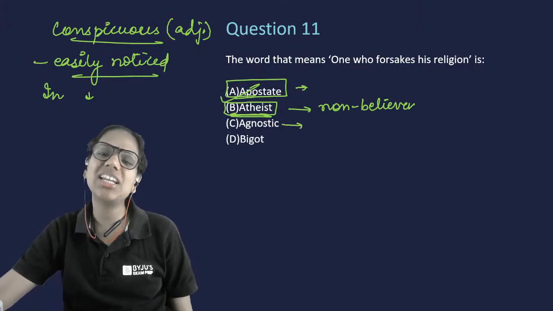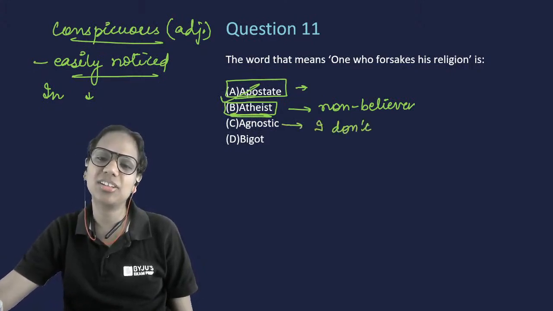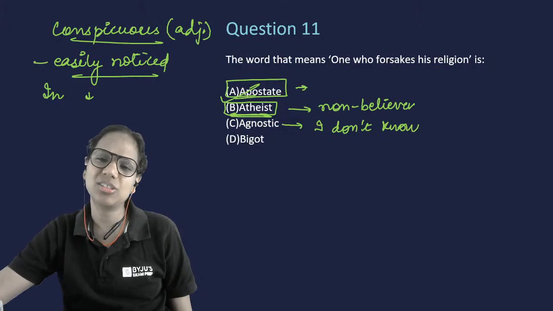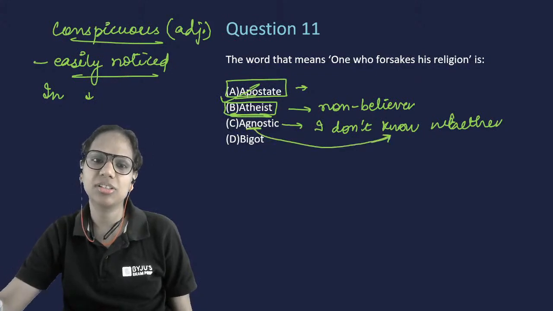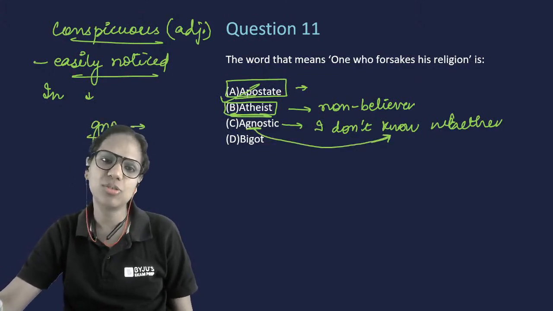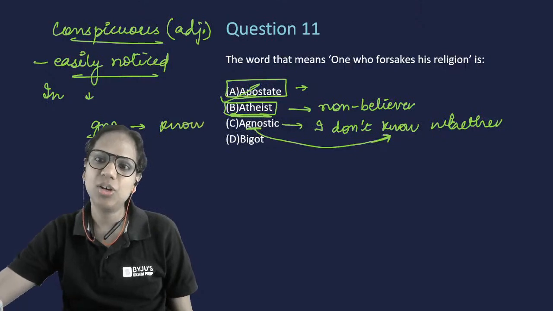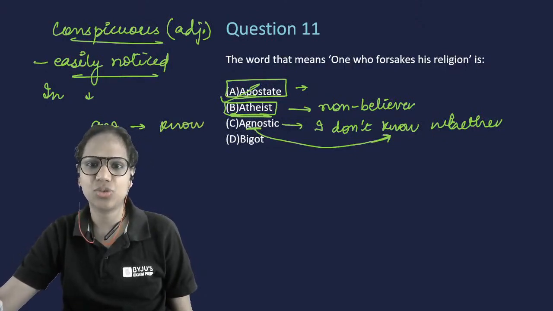Agnostic, someone who says that I don't know whether God exists or not. That person is agnostic. This GNO here means no. It's pronounced also as no. Okay, so I don't know whether God exists or not.